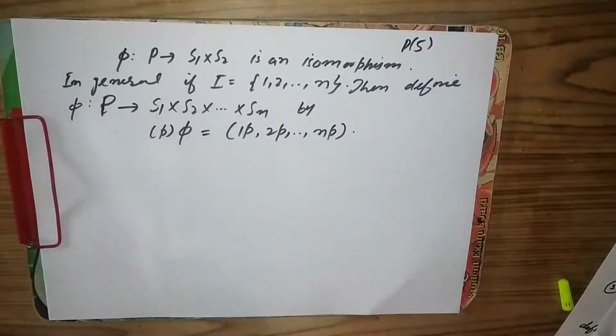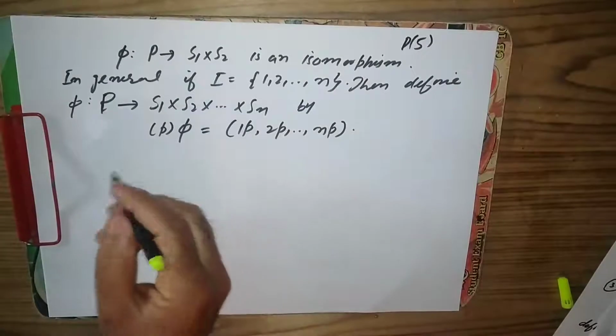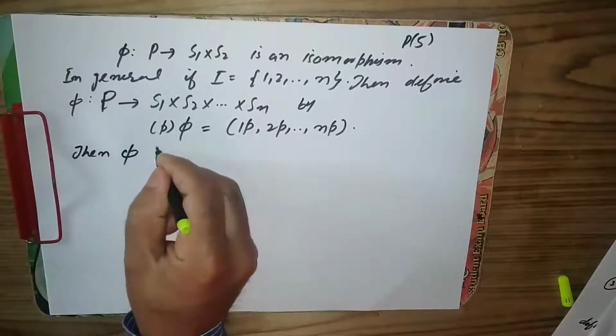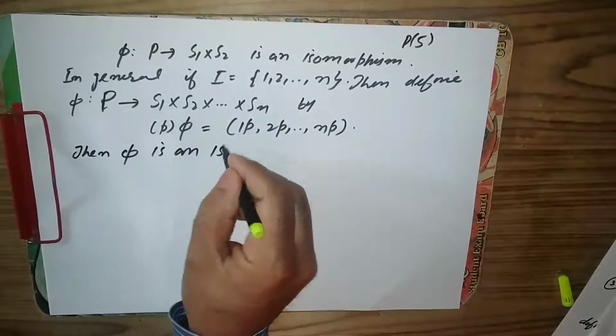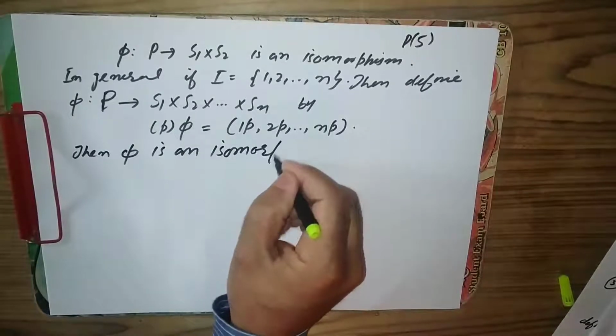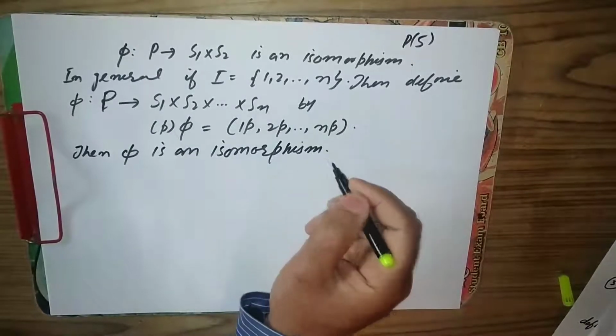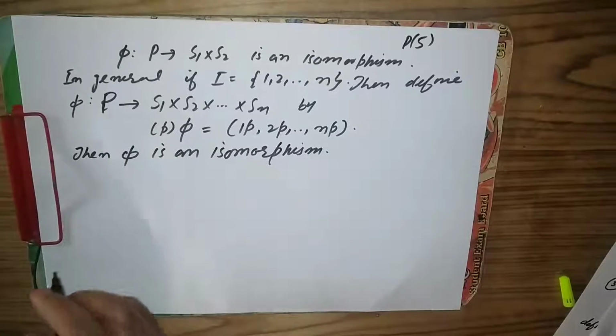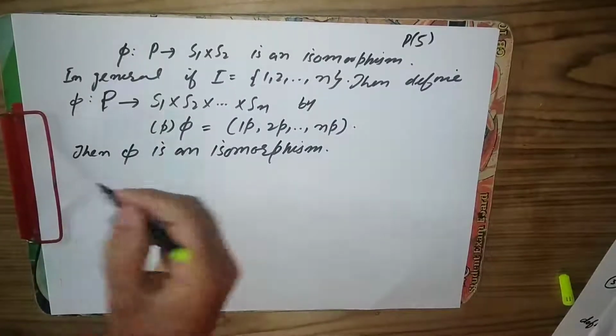And it's easy to verify that this phi is an isomorphism. Then phi is an isomorphism. So next we define now for each i.